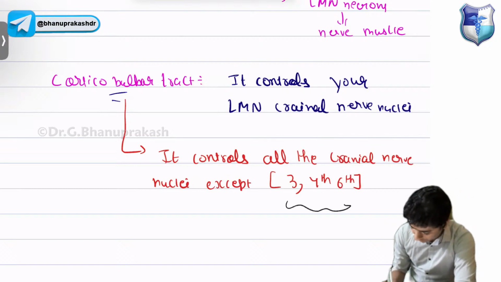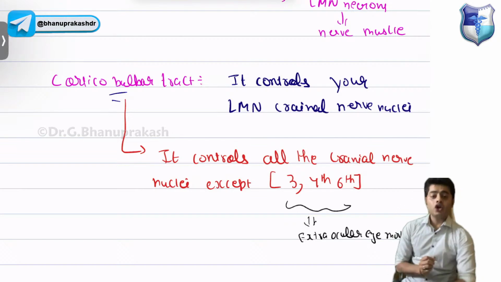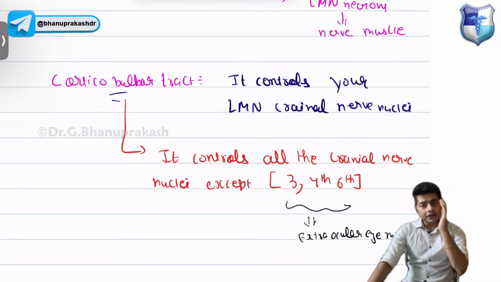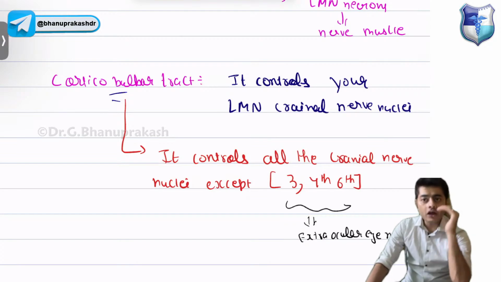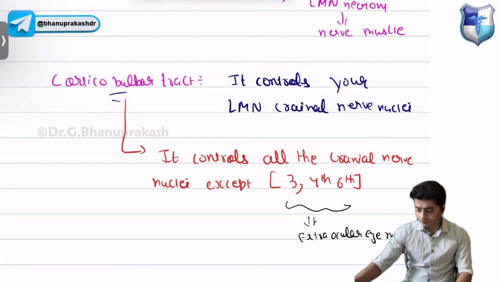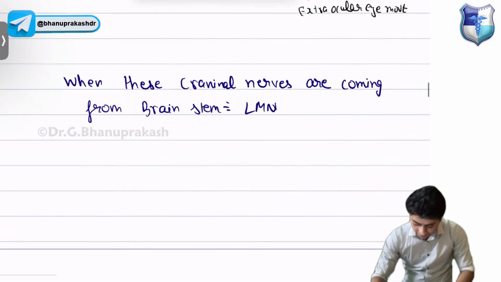These control your extraocular eye movement. Your corticobulbar tract controls all the cranial nerve nuclei except your third, fourth, and sixth cranial nuclei. Okay, everyone. Have you got the concept of corticobulbar tract?